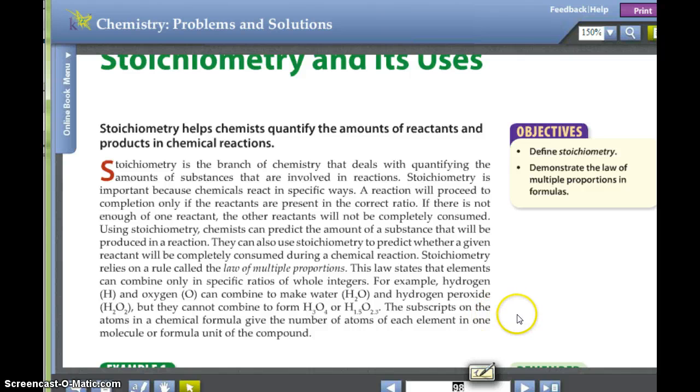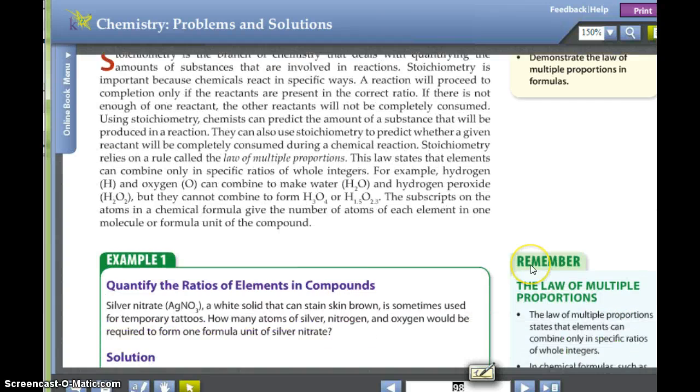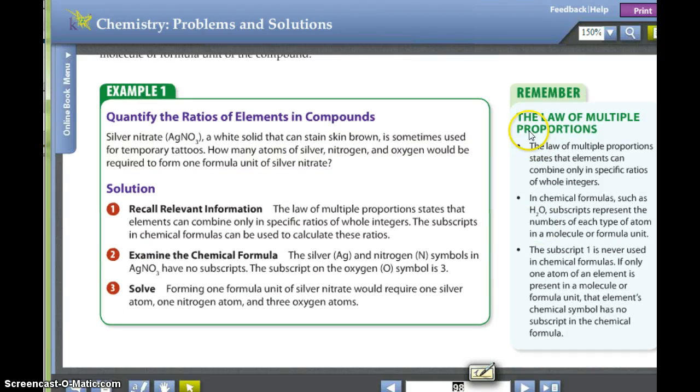The subscripts on the atoms in a chemical formula give the number of atoms of each element in one molecule or formula unit of the compound. Remember, the law of multiple proportions. The law of multiple proportions states that elements can combine only in specific ratios of whole integers. In other words, when we put hydrogen and oxygen together, you can get H2O or H2O2, and that's it.